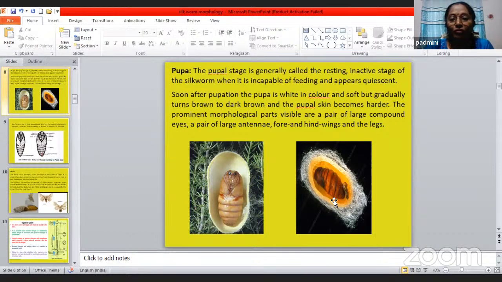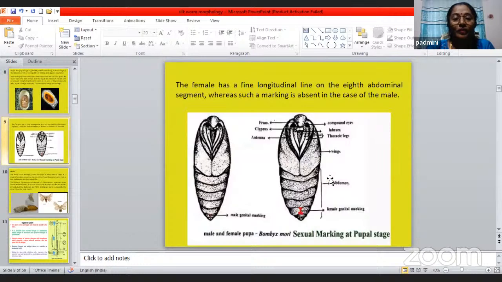Prominent morphological parts are visible, such as a pair of large compound eyes, a pair of antennae, the fore and hind wings, and the legs, which can be clearly seen within the cocoon. Okay, so that was about the pupa. Here you can differentiate the male and female pupa in the pupal stage itself, so you don't have to separate them when they become a moth. So how are you going to identify whether it's a female moth or a male moth?